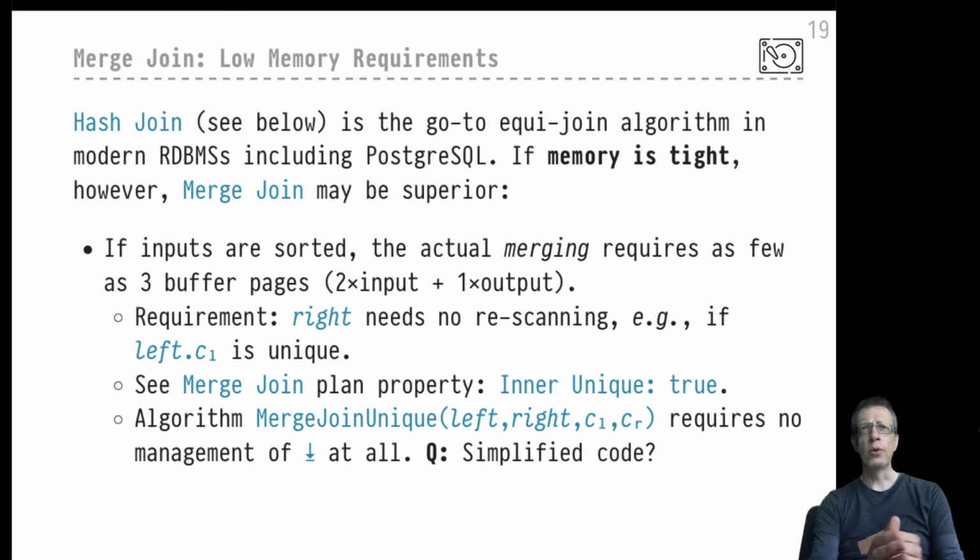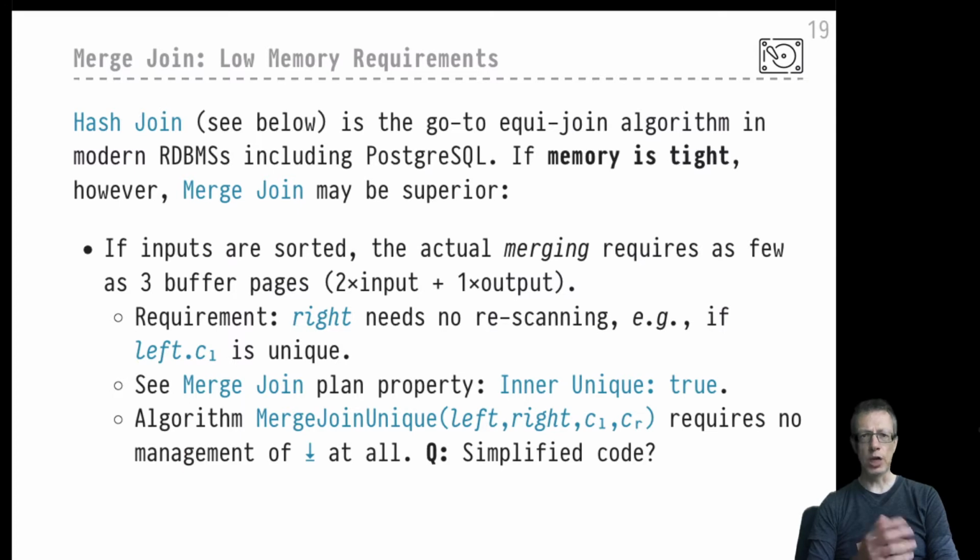All right, so hash join is an interesting algorithm, and it's actually the go-to equi-join algorithm that a modern RDBMS would choose. We will see that PostgreSQL also favors hash join over other join methods if this is possible at all. But if memory is tight, then merge join appears to be a quite attractive alternative. Well, hash join, as you can imagine, will of course construct hash tables while it does its job, and we will of course look at the details of how these hash tables are being constructed and then used.